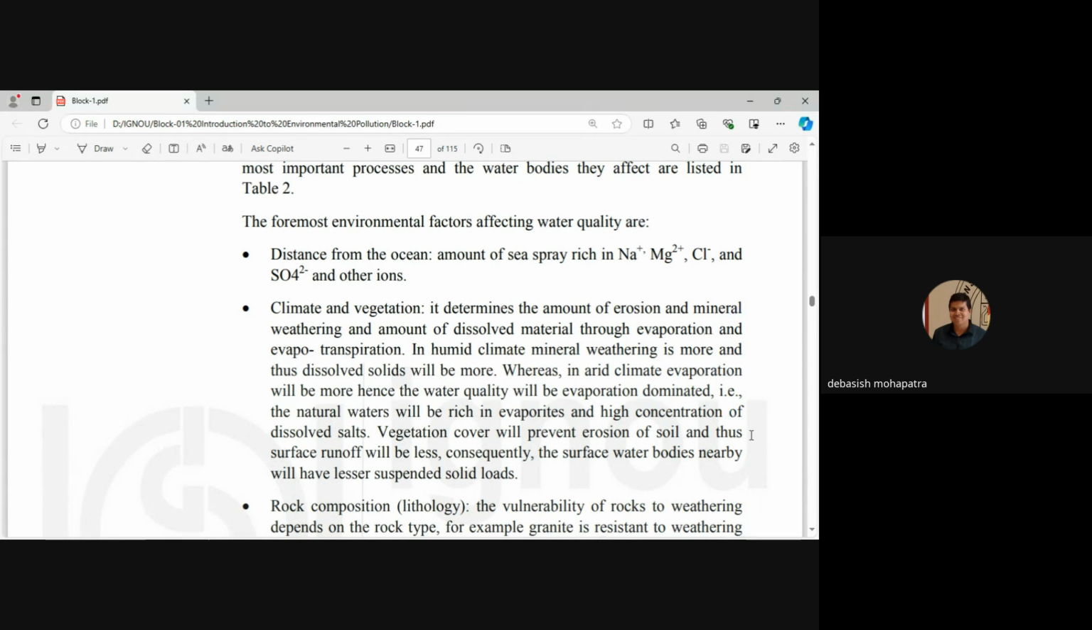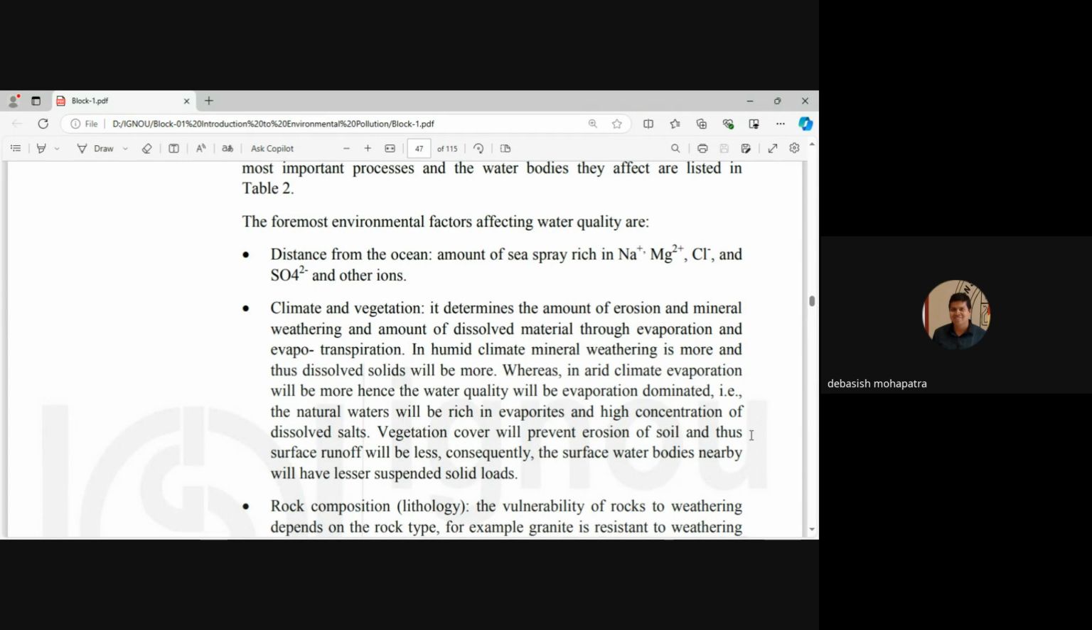Climate determines the amount of erosion and mineral weathering and amount of dissolved material, so evaporation and evapotranspiration matter. In humid climate, mineral weathering is more and thus dissolved solids will be more, whereas in arid climate evaporation will be more, hence the water quality will be evaporation dominant, that is the natural water will be rich in evaporites and high concentration of dissolved salt.